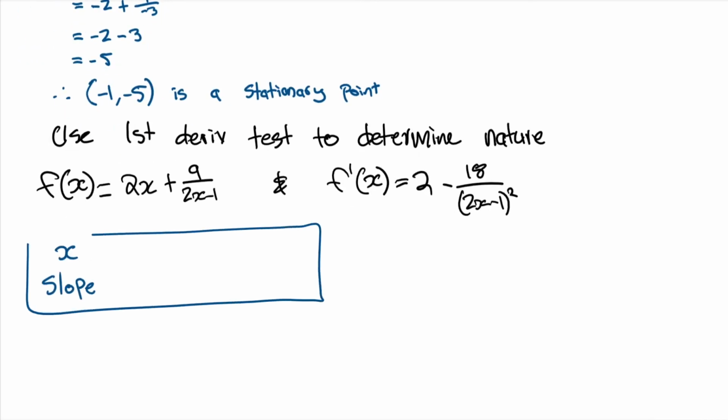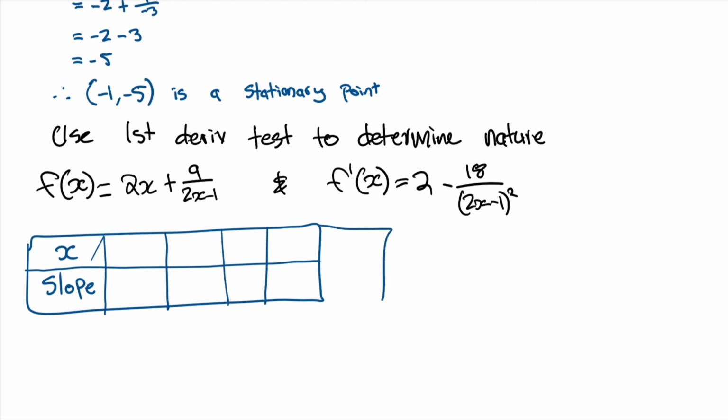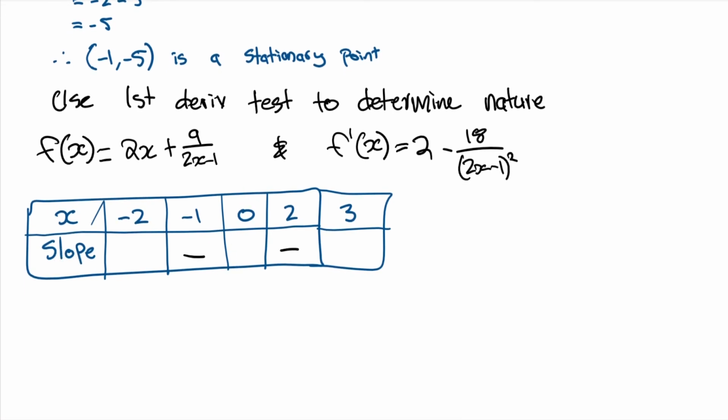Except this one's going to be a little bit extended because I need to determine the nature of all my stationary points. Now I knew I had stationary points at negative 1 and 2, and they were both flat by the definition of a stationary point. So now we're going to put in some nice numbers here: negative 2, 0, and 3, and we're going to observe what the slope is at each of these points to see if we've got maximums, minimums or points of inflection. We need to substitute these into the derivative.